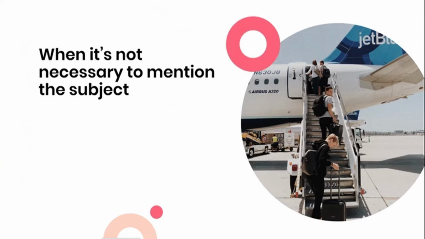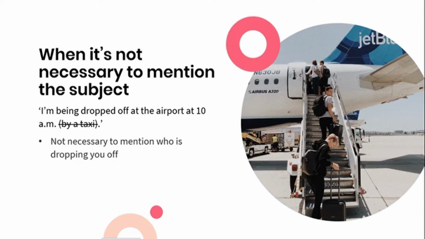Next, let's look at an instance when it's not necessary to mention the subject. I'm being dropped off at the airport at 10 a.m. I've crossed out the subject by a taxi because it's simply not necessary to mention who is dropping you off. It just doesn't make a difference. The point is that you're being dropped off at a specific time, and any other information about transport and so on is irrelevant to the purpose of the sentence. Remember, when we communicate, we are trying to communicate efficiently, so you don't have to bring up irrelevant information.